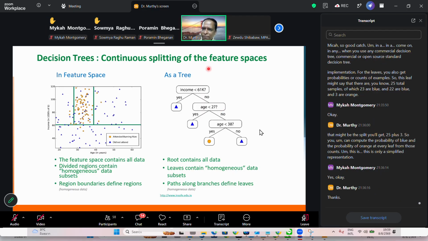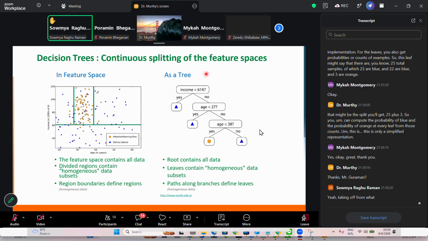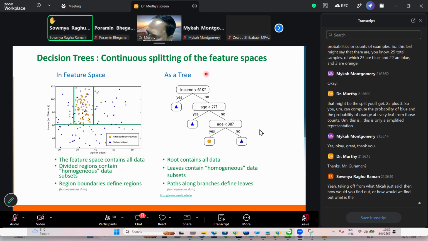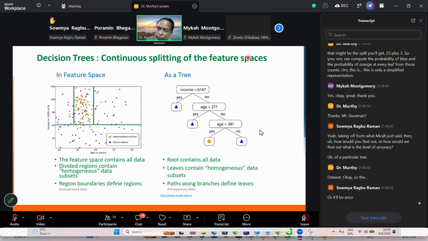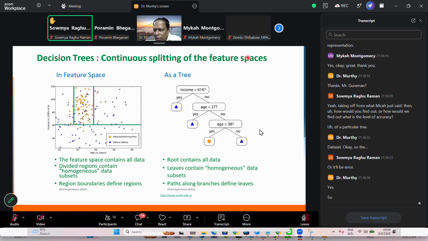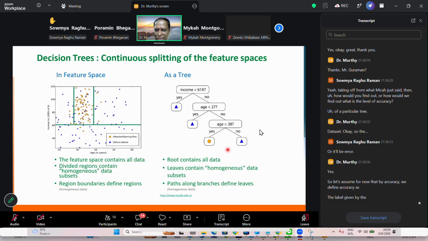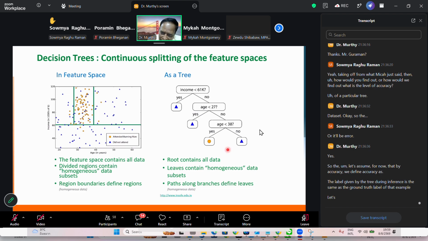Mr. Guraman? Taking off from what Micah just said, how would we find out the level of accuracy, or the error, of a particular tree on a dataset? So let's assume for now that we define accuracy as the label given by the tree during inference being the same as the ground truth label of that example. Let's define accuracy like that.